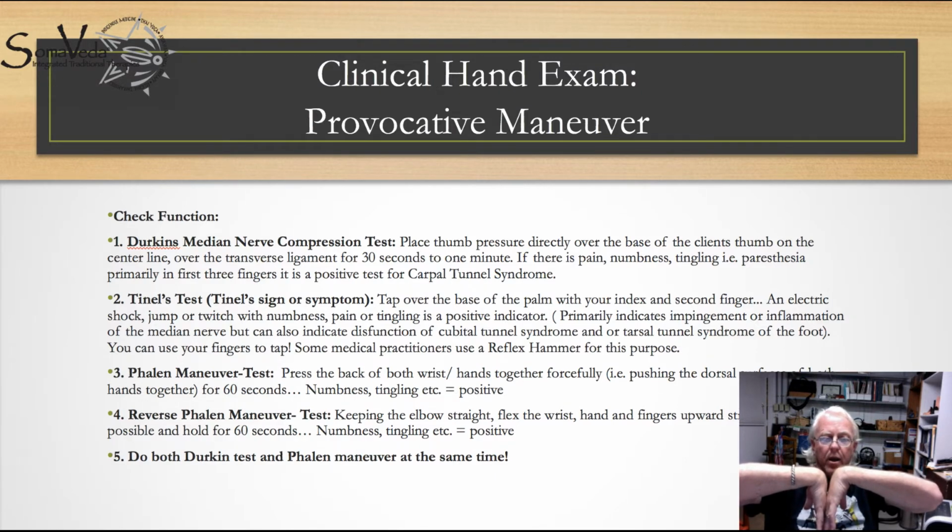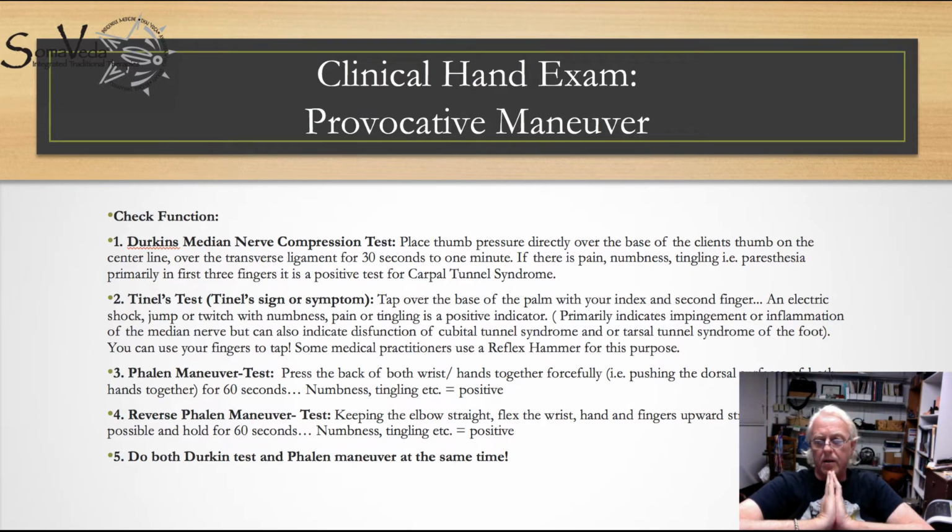All right. And then we also have what we call a reverse Phelan maneuver, which looks like this. I'm going to go into these in a little more detail in just a second. But basically, it's the idea of dropping the wrist, elbows up, and pushing the hands together. You can also do both the Durkin's test and a Phelan maneuver at the same time.